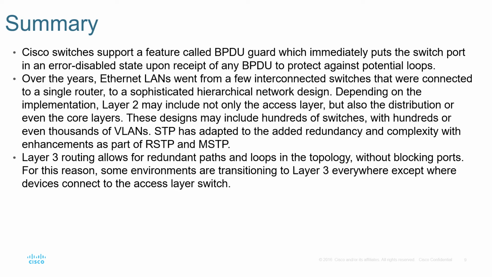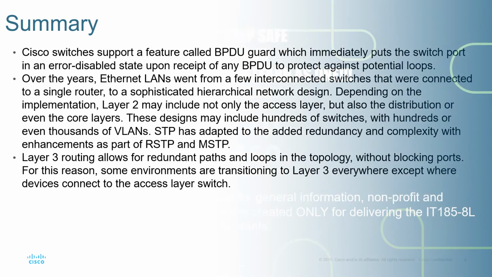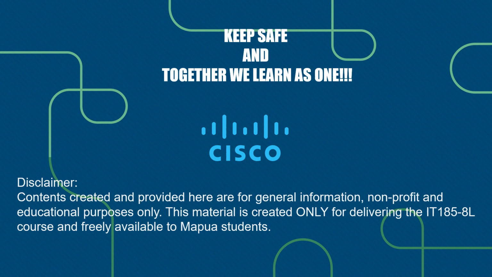And layer 3 routing allows for redundant paths and loops in the topology without blocking ports. For this reason, some environments are transitioning to layer 3 everywhere except where devices connect to the access layer switch. And this ends this module, module 5.